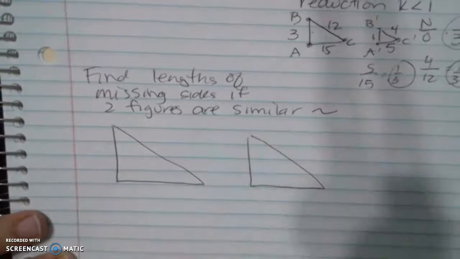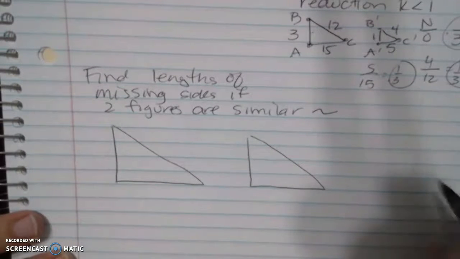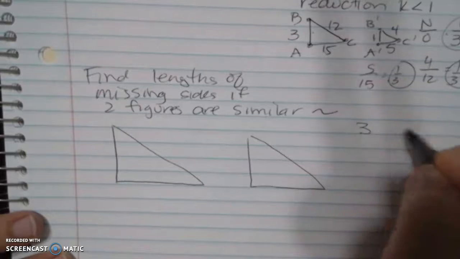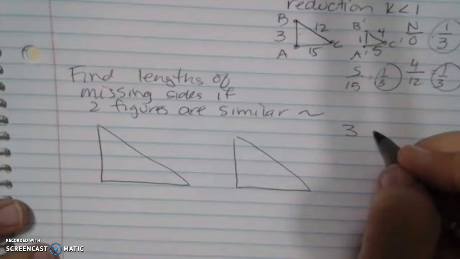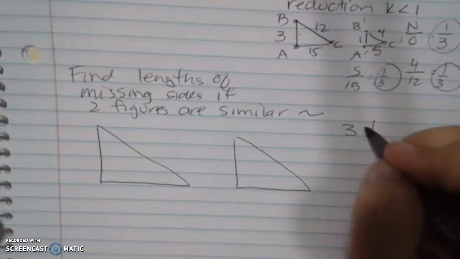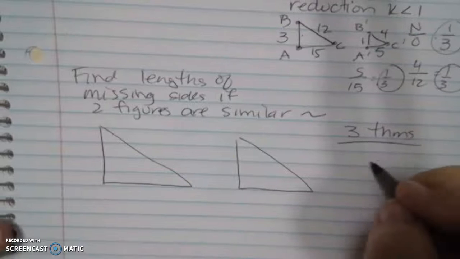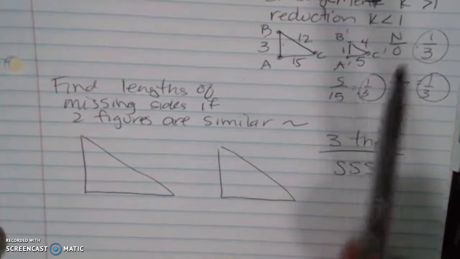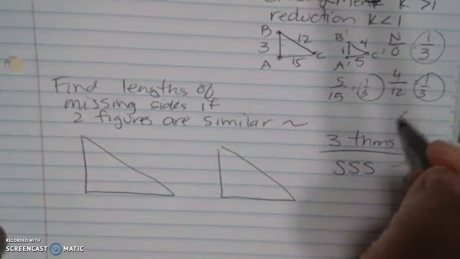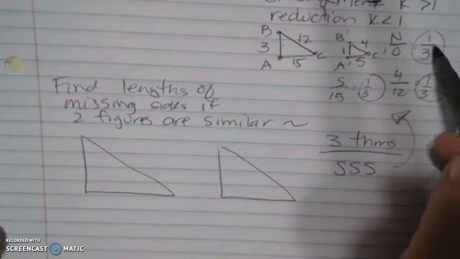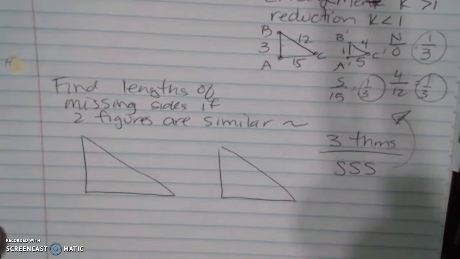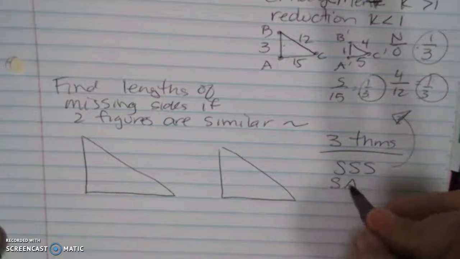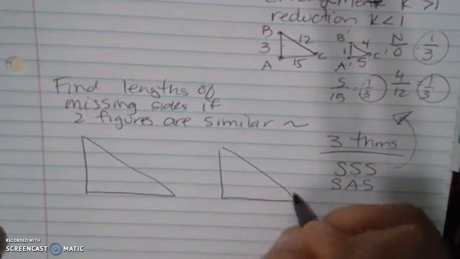First of all, how do you determine that something is similar? We have 3 theorems. Okay, so SSS, which shows you all 3 sides. My example for that one is this one up here. All 3 sides have the same scale factor. Or SAS, and I'll do one like this.